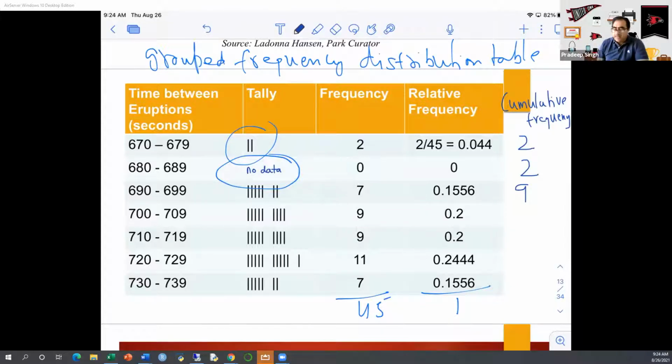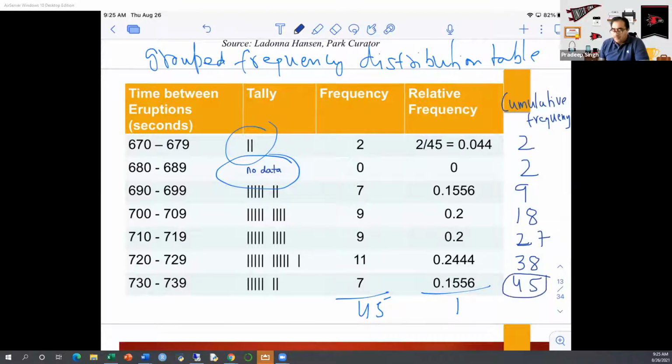Up to 709, so you add 9, so that becomes 18. Up to 719, so you add 9 because that's the frequency, so that becomes 27. Up to 729, so you add 11, so that becomes 38. And up to 739, so you add 7, so that makes it 45.